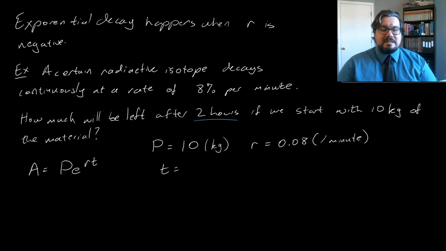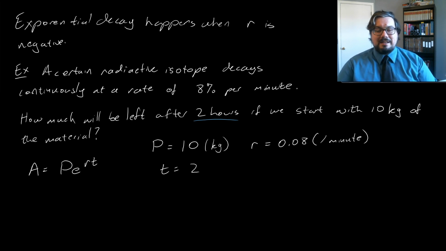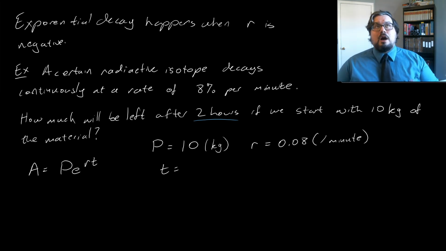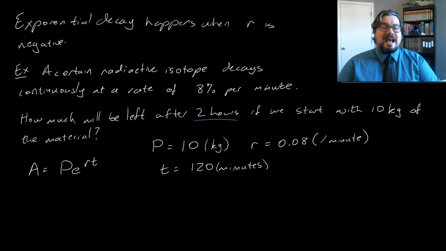But we can't use t equals 2 because the units of that, hours, don't match up with the units of the rate. When you have a situation where the rate is measured in one unit and the amount of time is measured in another unit, you should always change your time to match the units of the rate. So rather than saying 2 hours, we're going to convert that to minutes. 2 hours is 120, measured in minutes. Now everything is consistent with one another and the formula will work.